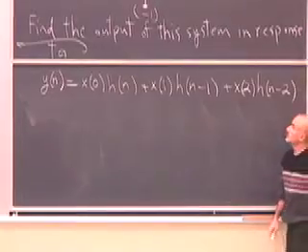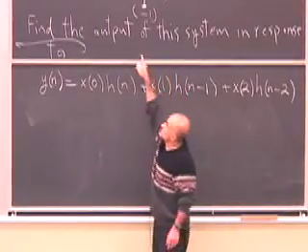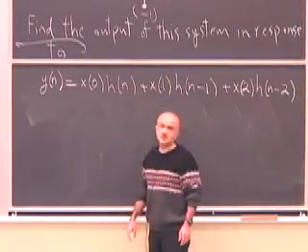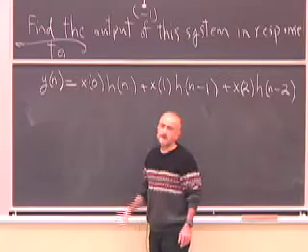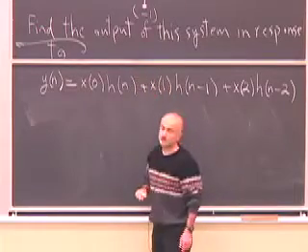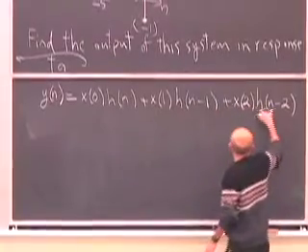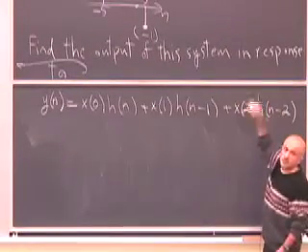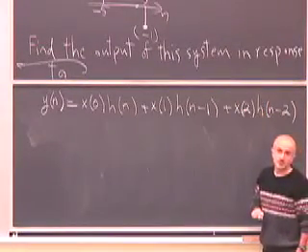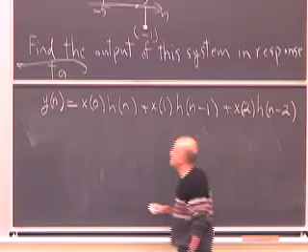If H of N is this, what's H of N minus 1? So this thing is shifted to the right. And H of N minus 2 is shifted to the right by two samples. So that's one way to do it, if you want to do it graphically.